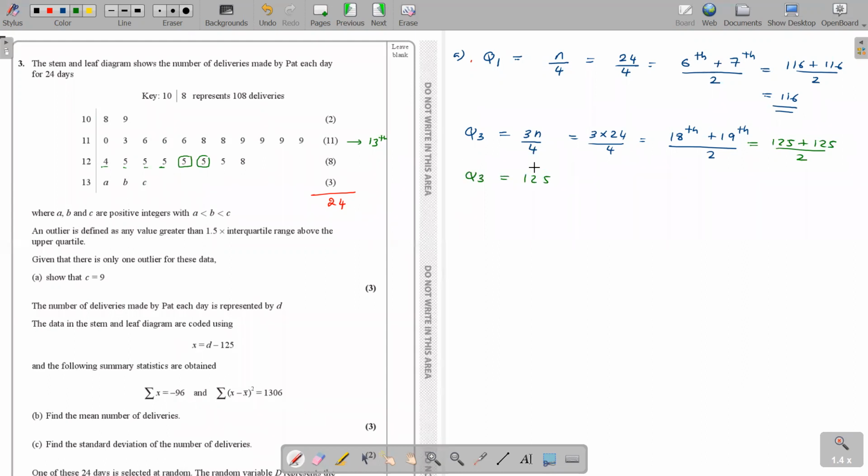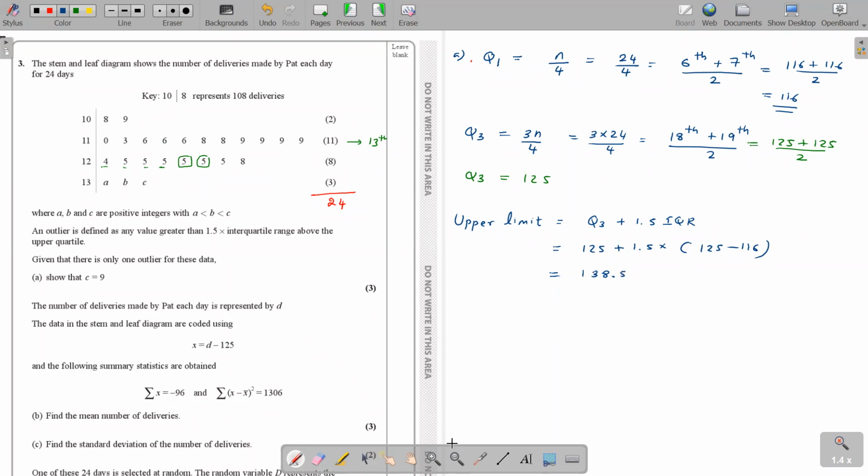Is that okay? So shall we find the upper fence for the outliers? What's the upper limit or the upper fence? They say it's 1.5 times IQR above the upper quartile. So Q3 plus 1.5 times IQR. Q3 is 125 plus 1.5 times the interquartile range, which is 125 minus 116. What's the answer that we get here? 138.5.